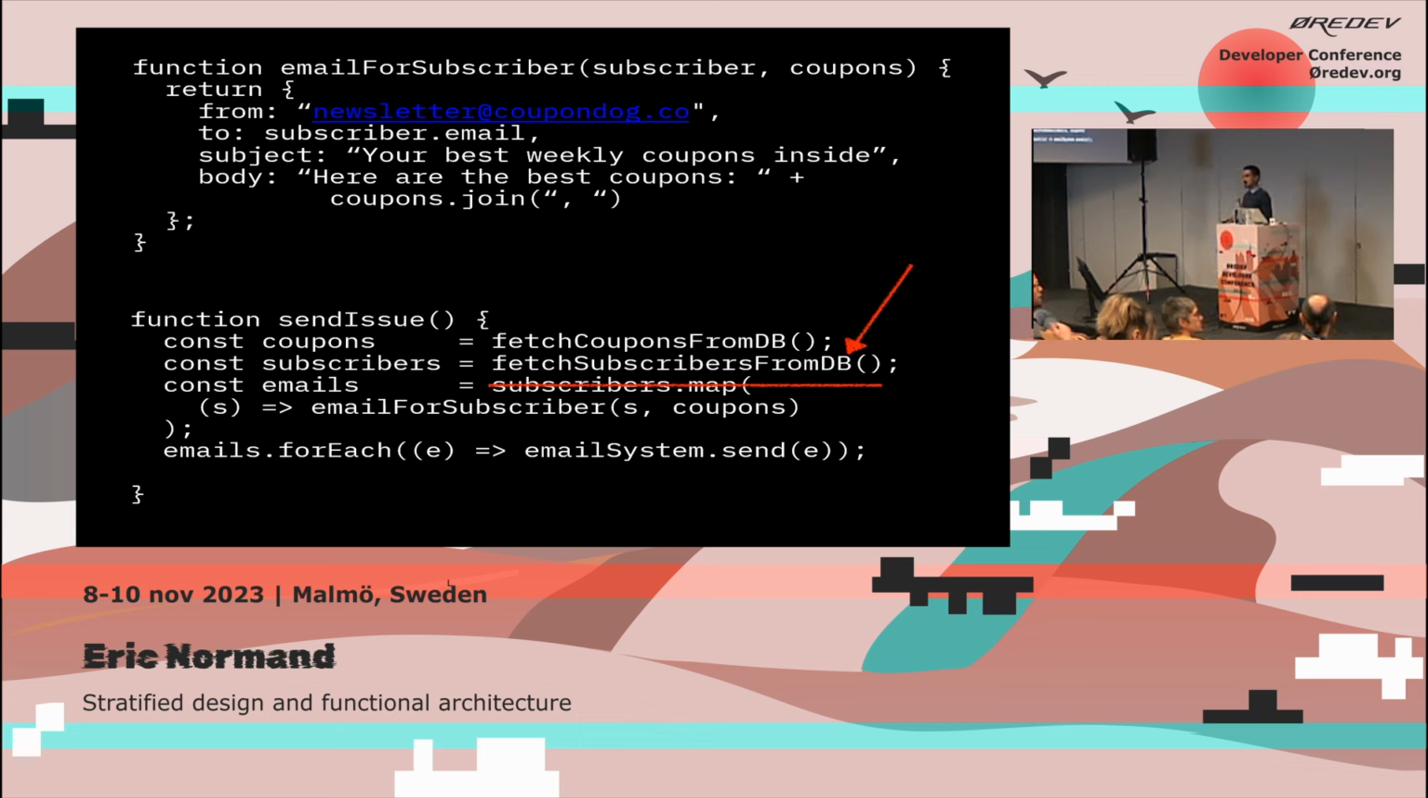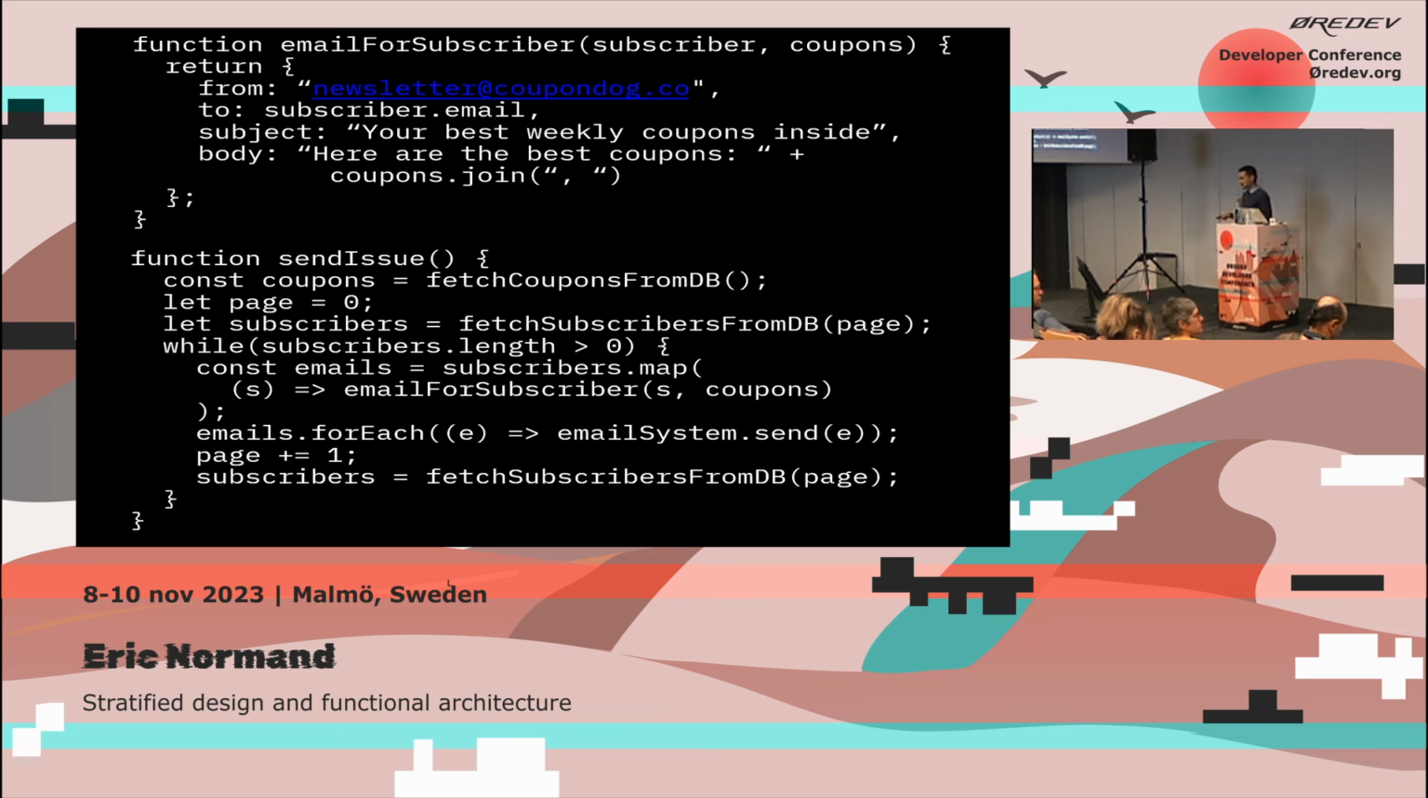So the standard way of dealing with something that doesn't fit into memory is you can fetch one page at a time. So you fetch a small fixed-size subset each time. We can modify our send issue by, instead of reading all the subscribers, we just read one page, start at page 0, read it. Then while we're still getting stuff from the database, we do the same logic we did before, but then at the end, we increment page. But notice we didn't have to change our calculation. We're still generating the email in exactly the same way.